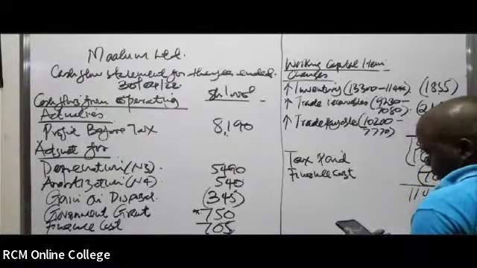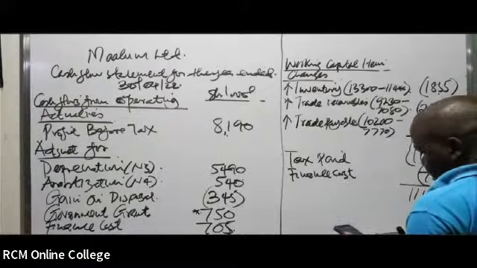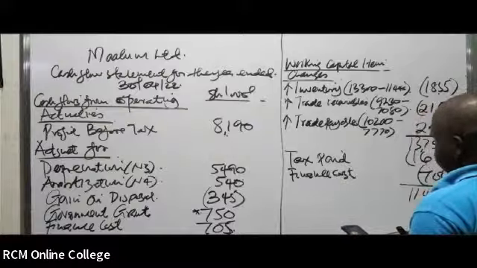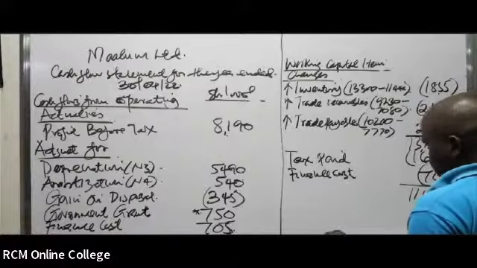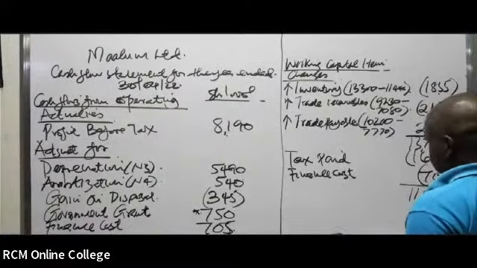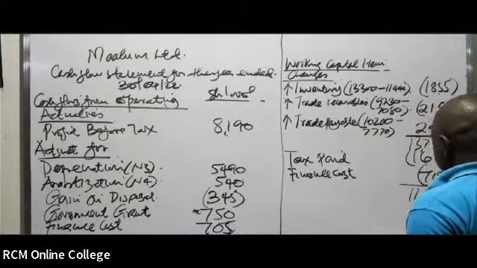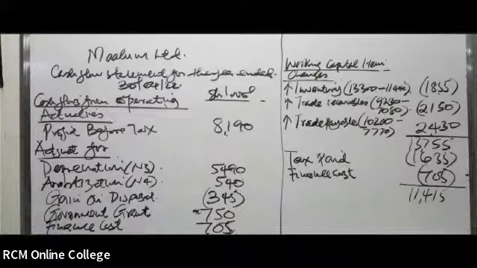Is it correct? So it is this 13,755, minus 1635, minus 705. You get 11,415. I think it is 11,415. Yes, I can see you're saying 11,415.